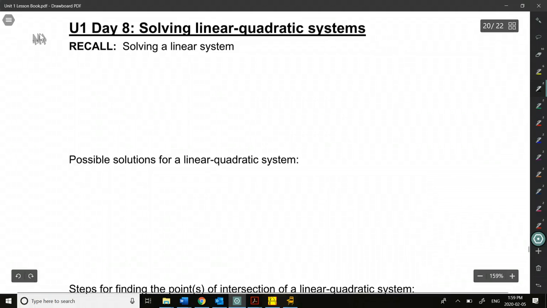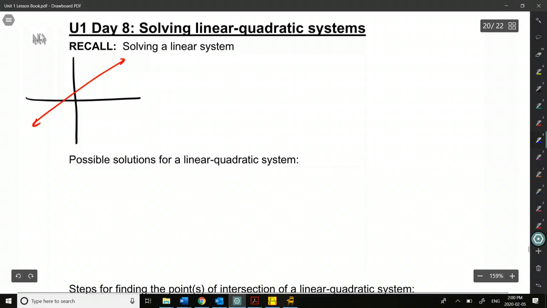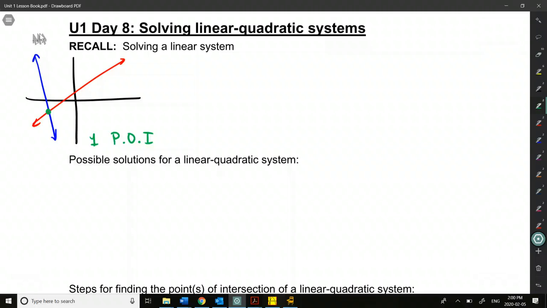All right, guys, so today we're going to talk about solving what we call a linear quadratic system. In grade 10, you guys solved linear systems, so I'll just remind you what that was all about. If you have two lines on the same graph, I could have two lines that cross normally, and I would get 1 point of intersection. So when we're solving a linear system, we're looking for the number of points of intersection, and then we solve for the point of intersection.